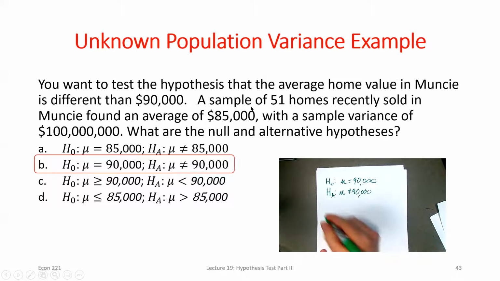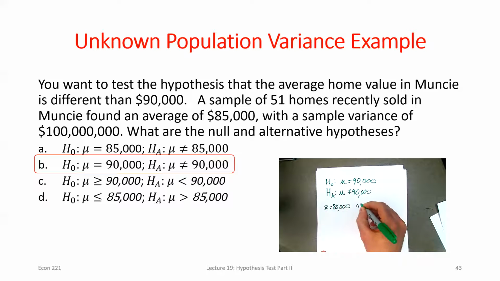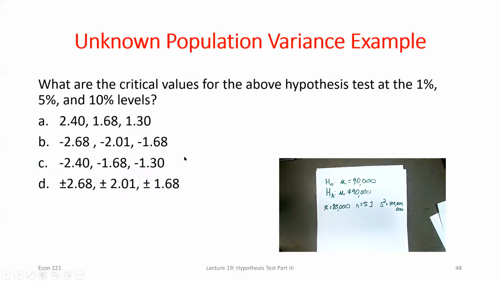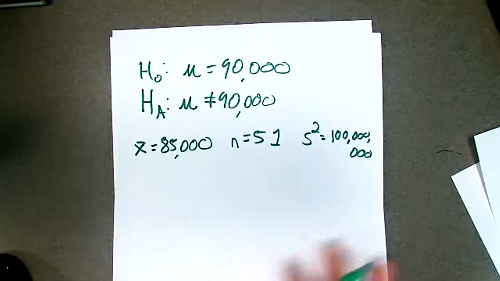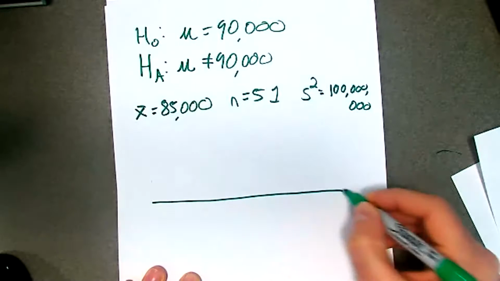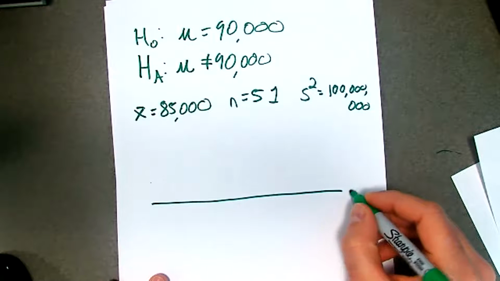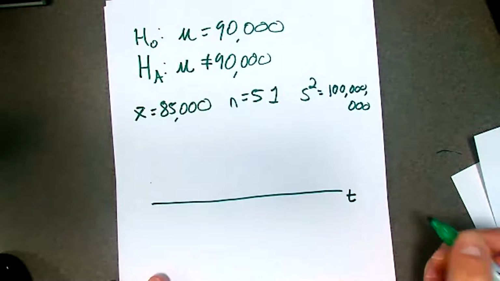And the other information we're told: we find a sample mean of 85,000. I looked at 51 homes, and my sample variance is huge, so 100 million. I'd probably give you a number a little easier to deal with on the exam than that. So we've got a two-tailed test. What are our critical values going to be? Well, what we're thinking about doing hasn't changed from the examples we were looking at before. However, instead of a Z table or standard normal distribution, I'm looking at a student T distribution.